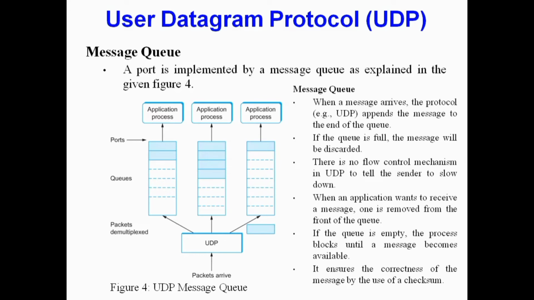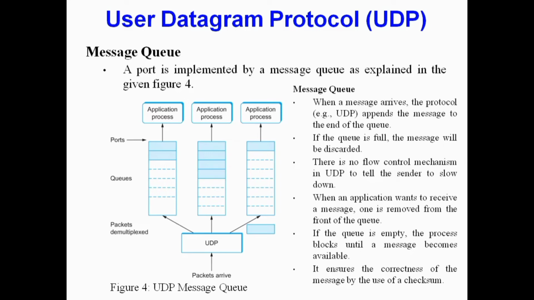If the queue is full, that is, there are already many packets in the queue, the new message will be discarded, because there is no flow control mechanism in the user datagram protocol. If there were a flow control mechanism, the receiver would tell the sender to slow down sending the data. But here, there is no flow control mechanism in UDP. When an application wants to receive a message, one is removed from the front of the queue. If the queue is empty, the process blocks until a message becomes available.